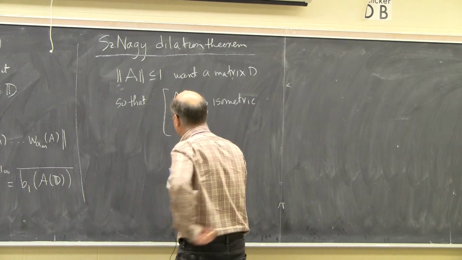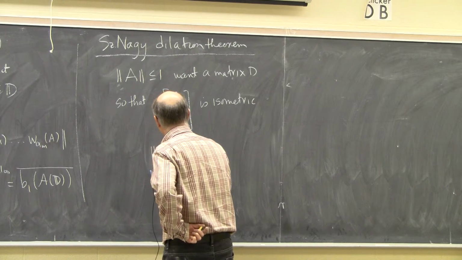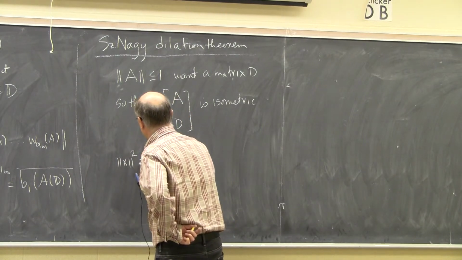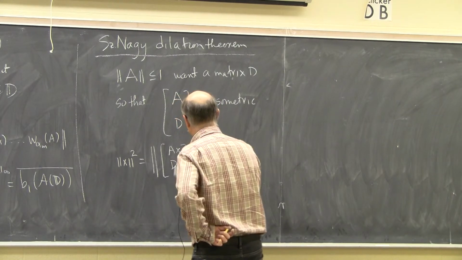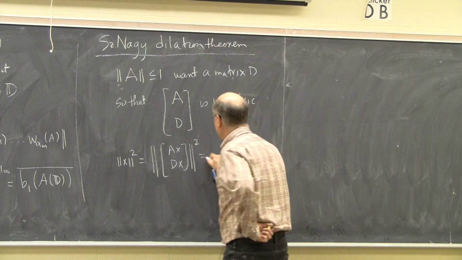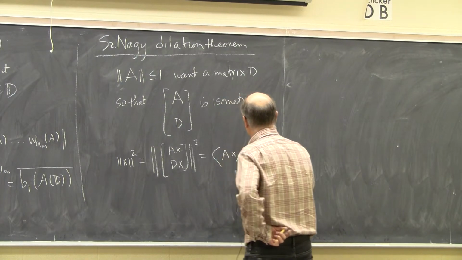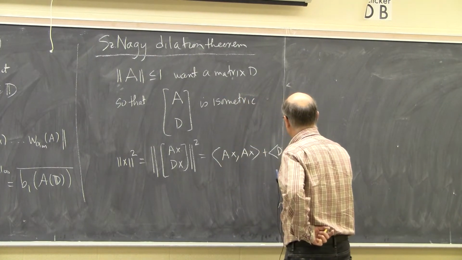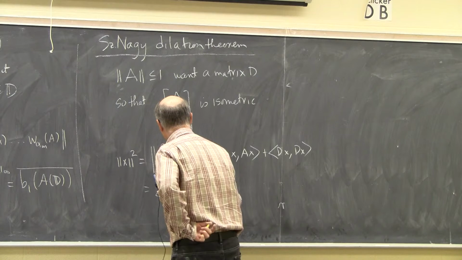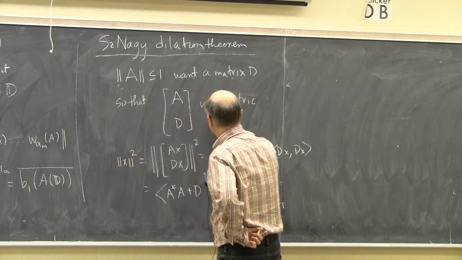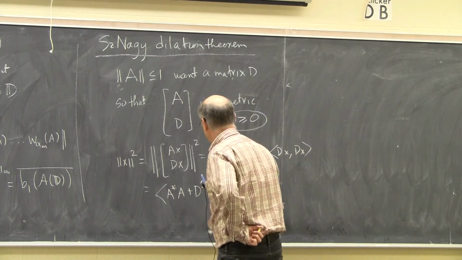So what do I need? I need that the norm of x squared should equal the norm of (Ax, Dx) squared, which is Ax plus Dx, Dx, which is A star A plus D star D. I'm going to make D positive so I don't have to worry about taking adjoints there.